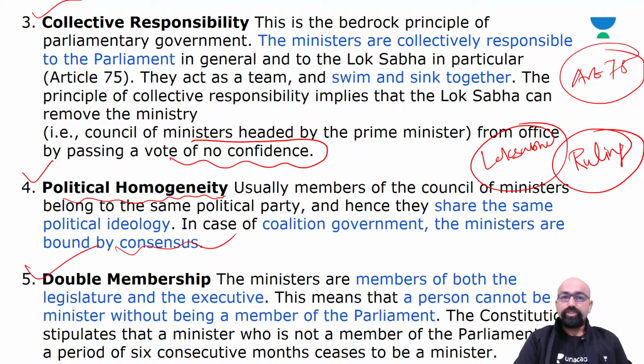Next, double membership. The ministers are members of both the legislature and the executive. That means a person cannot be a minister without being a member of the parliament.